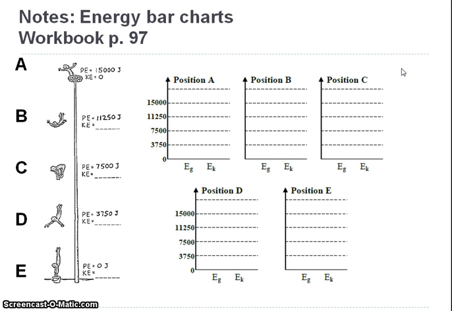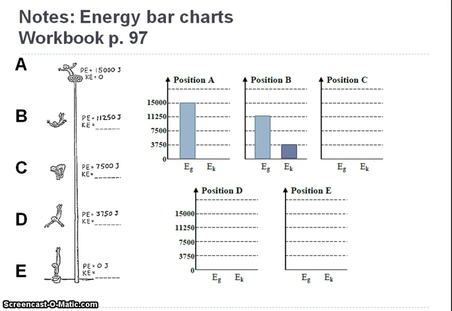Alright, so hopefully you've had a chance to try this out on your own. At position A, we know that it has all gravitational potential energy of 15,000 joules. So kinetic energy would be 0, and that one would be up at 15,000. At the next position, the total energy has to be 15,000. So if there's 11,250 of potential energy, we have to take 15,000 minus 11,250 in order to get how much kinetic energy is left. And if you do that, you'll get 3750. So that's what those bar charts look like.